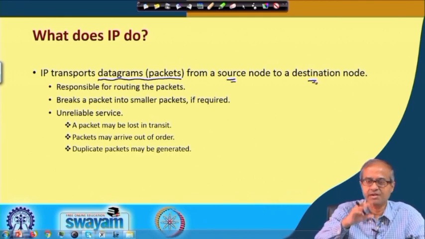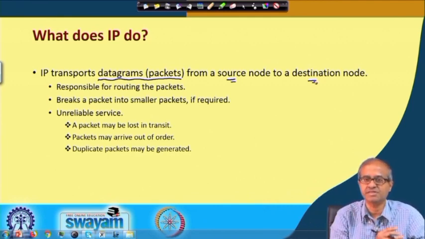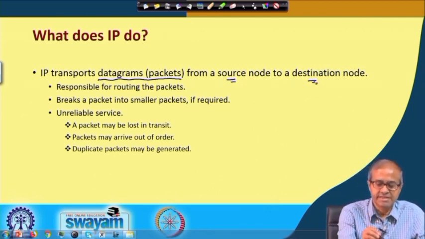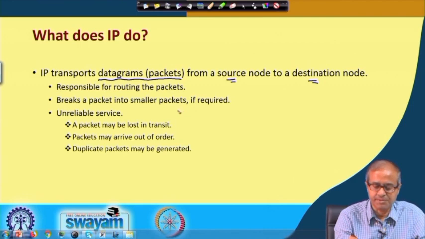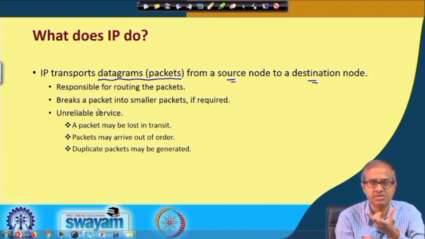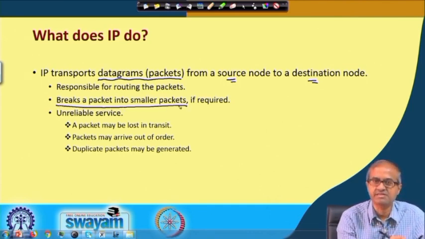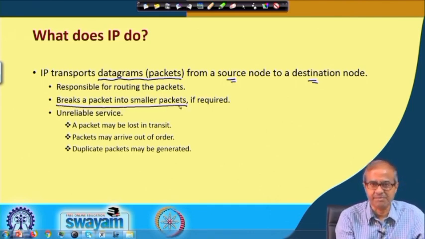This way the packet will finally reach the destination. So, the network layer or the IP layer in each of these nodes will be responsible for this routing or packet forwarding. IP has an additional responsibility. If it finds that a packet is too large, it may break a packet into smaller packets. This is called fragmentation. This we shall see.